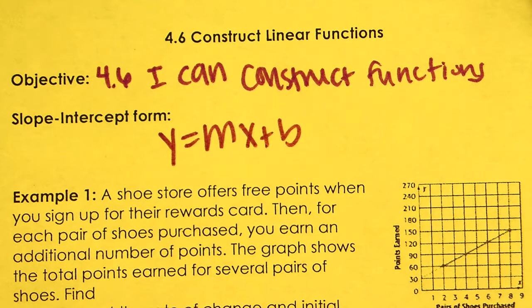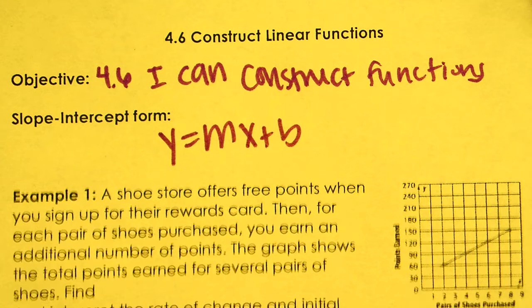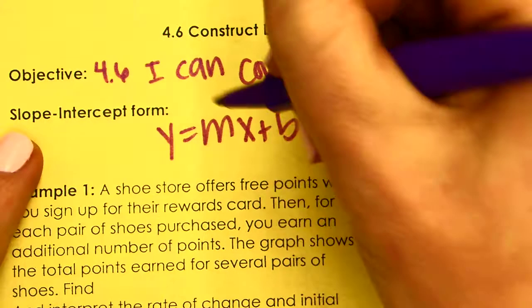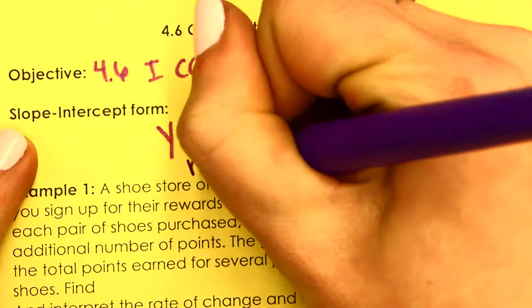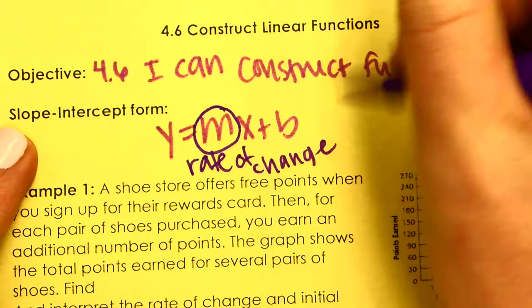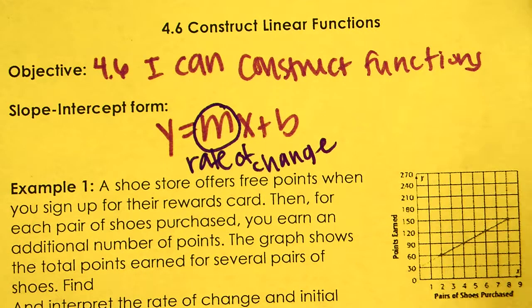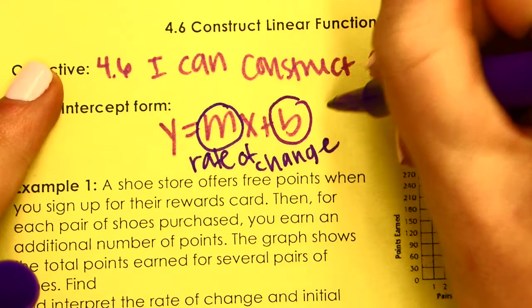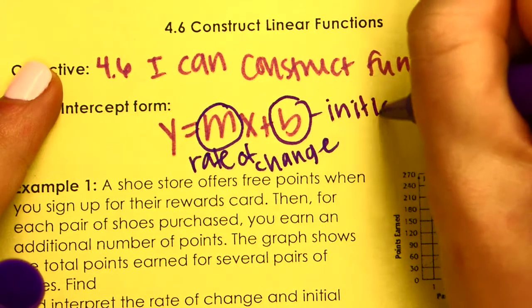But we have to remember that m is the slope, but also in story problems it's the rate of change. So m is our rate of change in a story problem. And b is our y-intercept, but in a story problem we say it's the initial value, or the starting value.